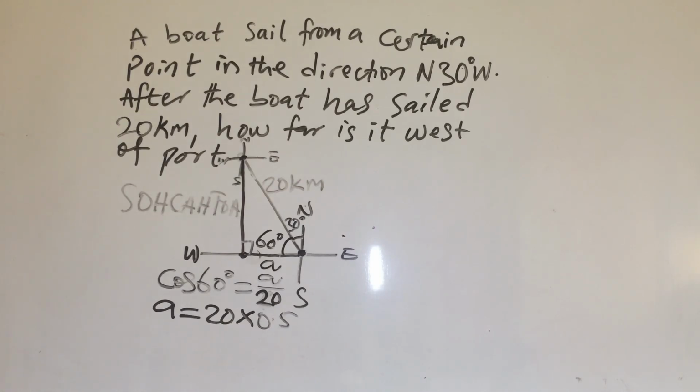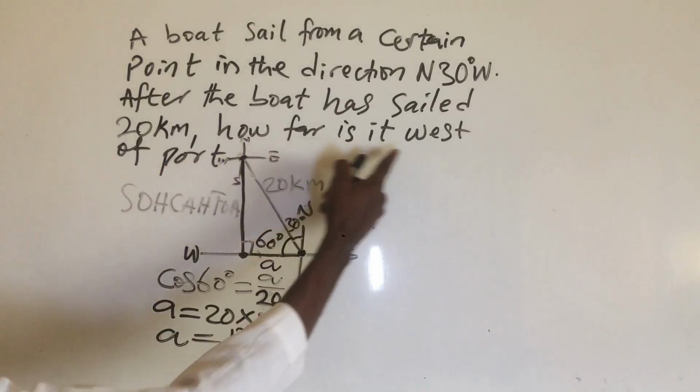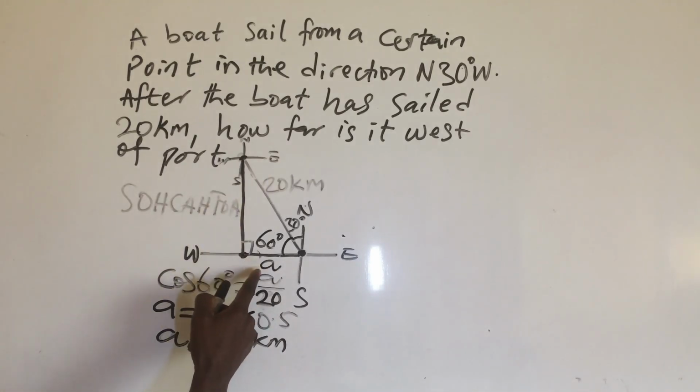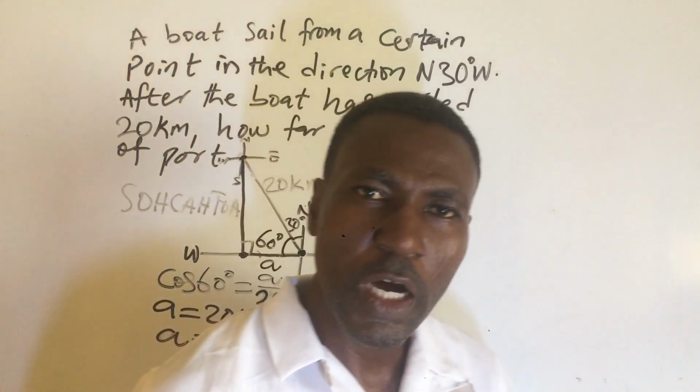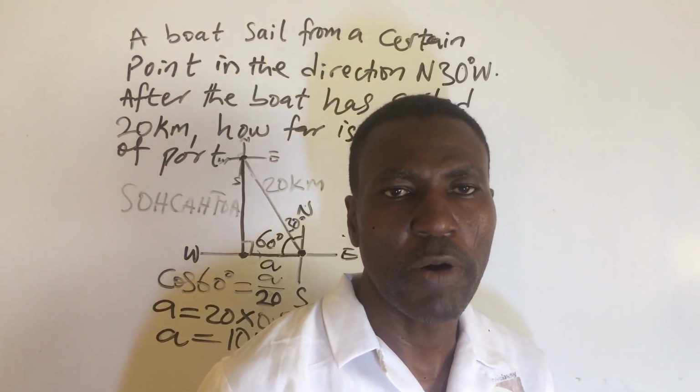Now we say A equals 20 times 0.5, which gives us 10 kilometers. So the distance they are asking for here, which we represent with A, is 10 kilometers. That is how it is solved, all right?